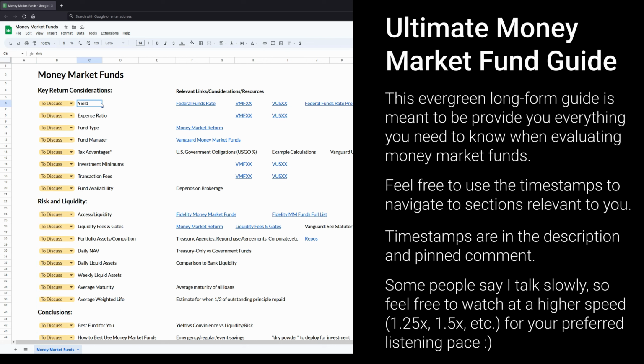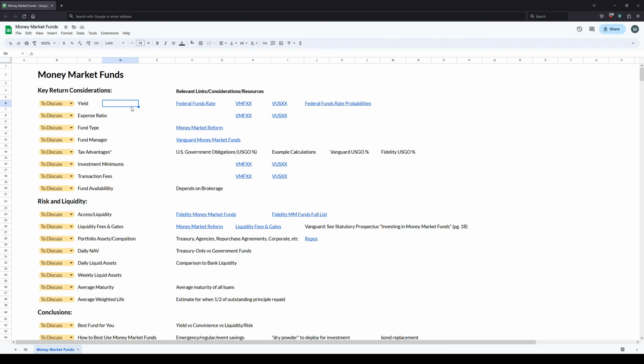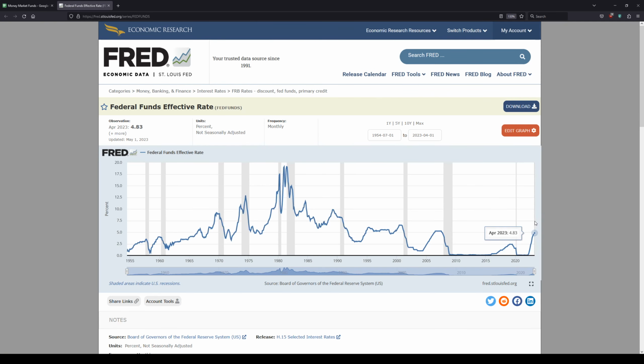probably what is one of the most important aspects, which is yield. Yield is like the annual interest rate for the money market fund, and it is highly dependent on the federal funds rate. Here's a long-term history of the federal funds effective rate going back to 1955, and this is effectively the short-term interest rate set by the Federal Reserve. When you hear the Federal Reserve moving interest rates, this is the rate they're talking about.